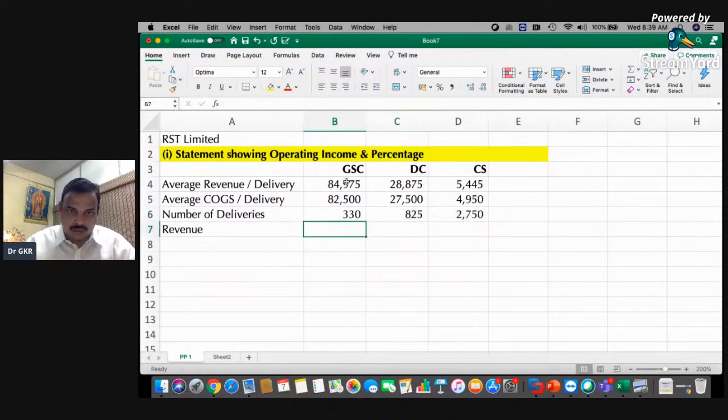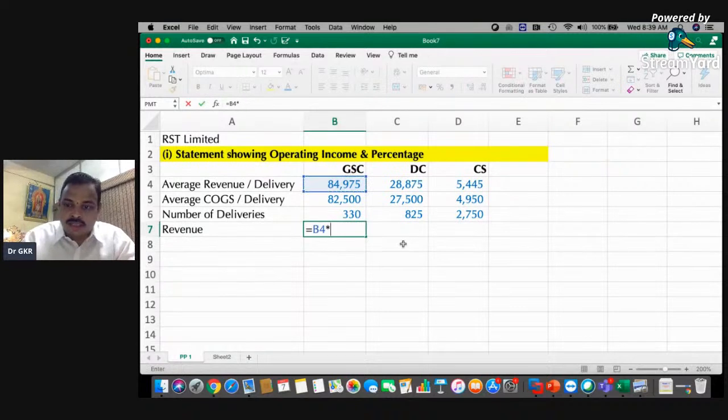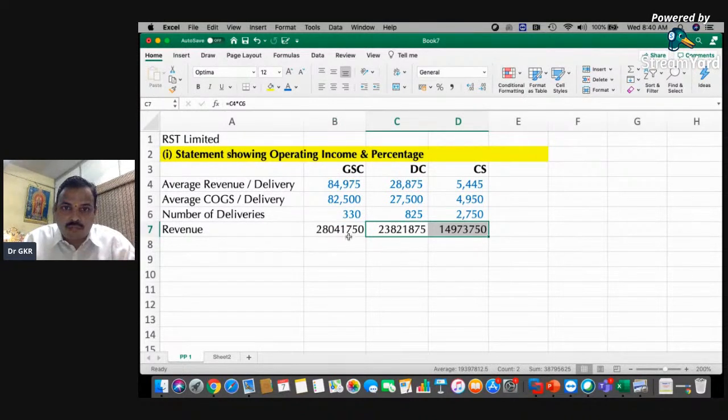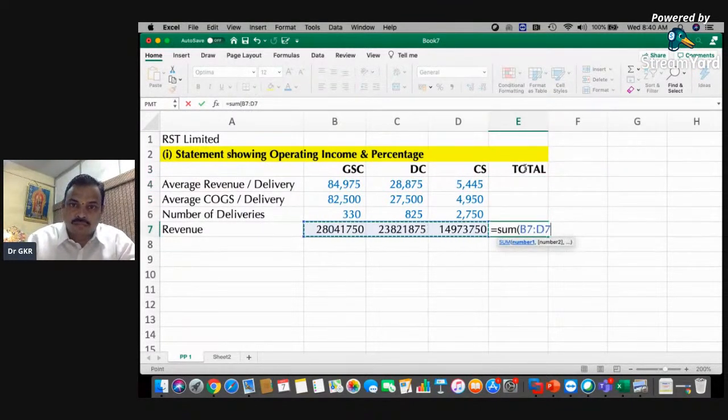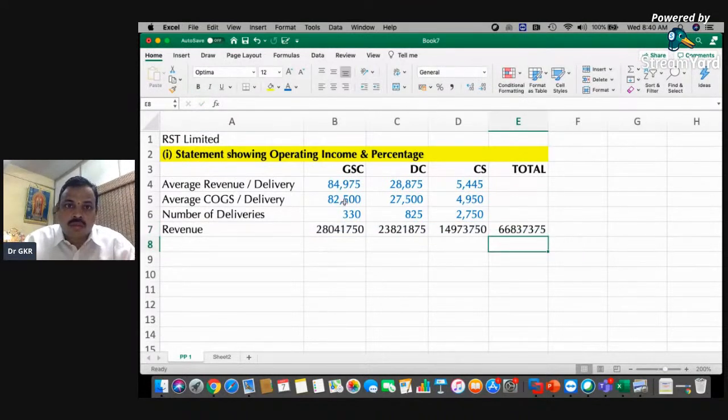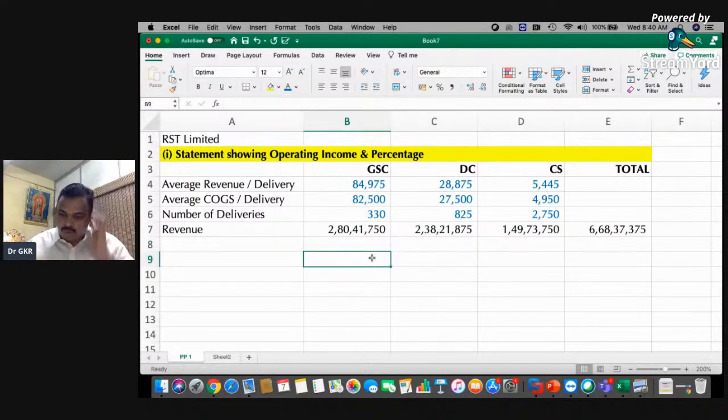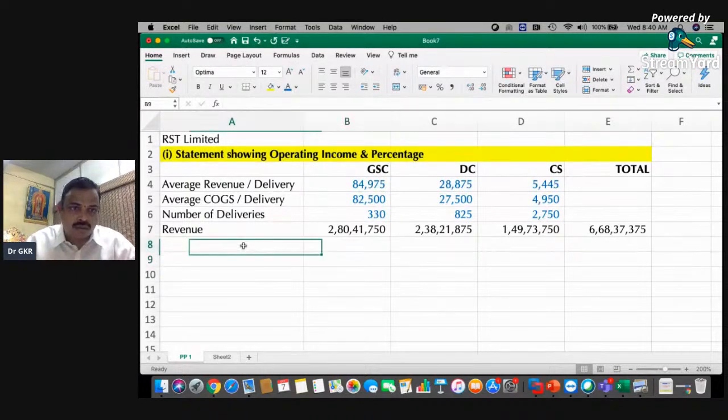So now let us go for the revenue part. This is given in the question. Now what is your revenue? 84,975 into 330. That is your revenue. So what is your total, guys? Your total is the sum of all this. Good. So it is 2 crore 80 lakhs 41,750, 2 crore 38 lakhs 875. So this is your revenue.